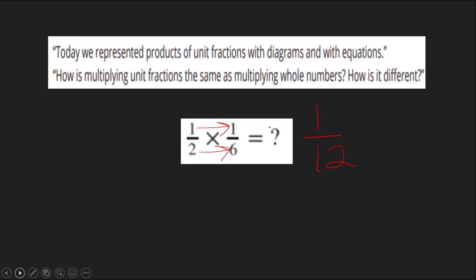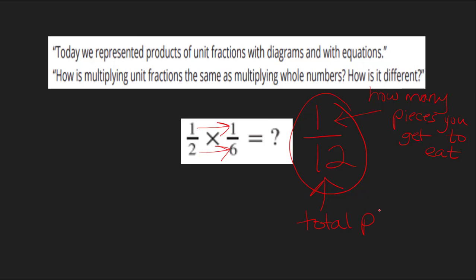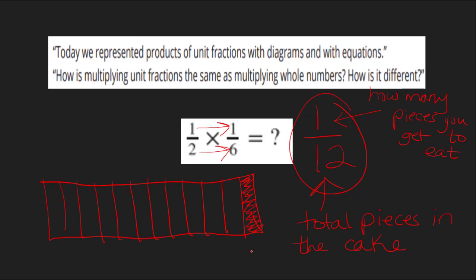Well, how do I know that 1/12 is less than 1 whole? Well, first of all, we're multiplying fractions, not whole numbers. And remember what your numbers in your fraction mean. The 1, your numerator, tells you how many pieces you get to eat. And your denominator tells you the total pieces in the cake. So I'm getting to eat only 1 piece out of a cake with 12 pieces. So I'm getting to eat less than 1 whole.